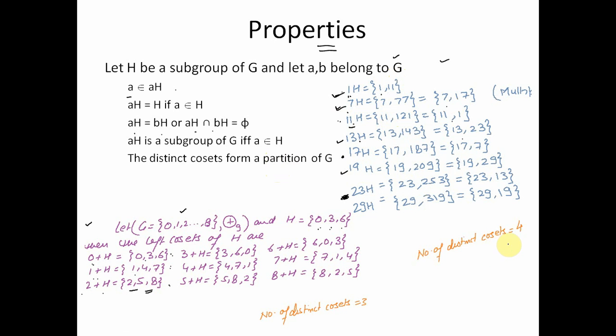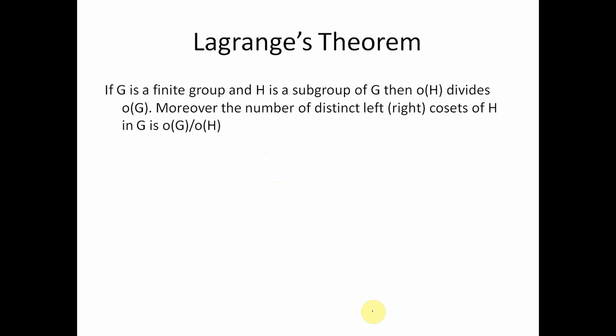Another important point, how many distinct cosets are there here? 4. How many distinct cosets are here? 3. Now let us see a theorem that has been defined on cosets. Lagrange's theorem. Lagrange's theorem says if G is a finite group, remember it is only defined on finite groups, and H is a subgroup of G, then order of H, remember order of a group means number of elements in that group, divides order of G. In other words, order of G will always be a multiple of order of H.